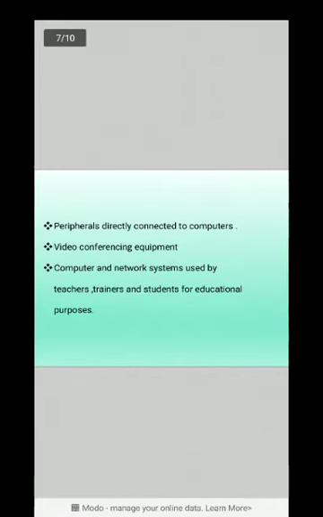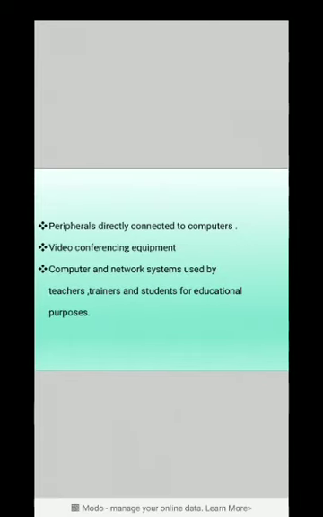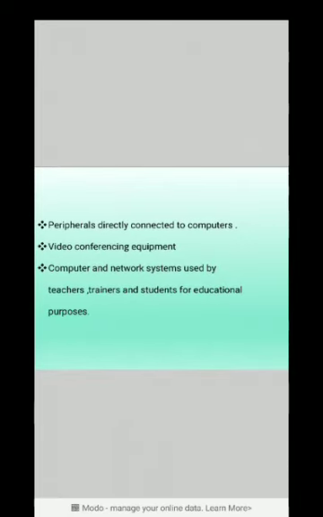Peripherals directly connect to the computers, like printers. Peripherals are those devices which don't work on their own. They only work if they are connected to the computers, like a printer. Also video conferencing equipment. All the equipment that is used for the video conferencing, like a headphone, a personal computer, and a software that is used for the video conferencing.